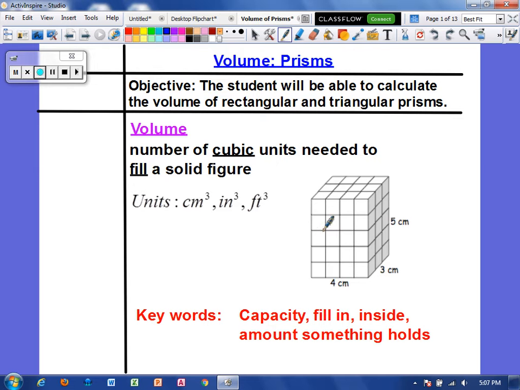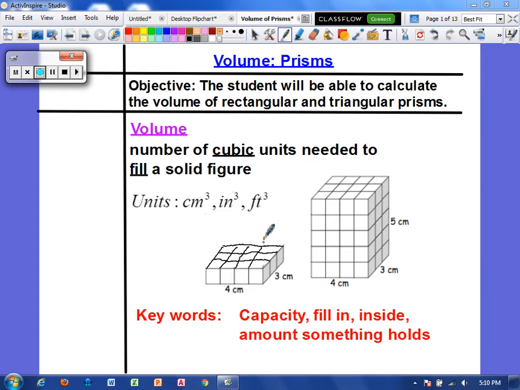So let's say that I only looked at the bottom layer of this rectangular prism. And let me show you what that would look like. Okay, so bear with me. I know my picture is not perfect, but if we had just this one layer of cubes, then we can see we have a 4 by 3 rectangle. And if we do 4 times 3, the area of this would be 12.